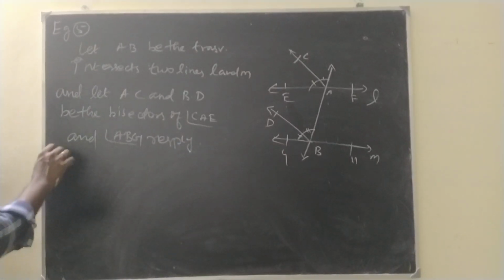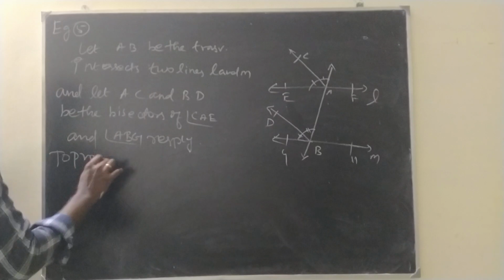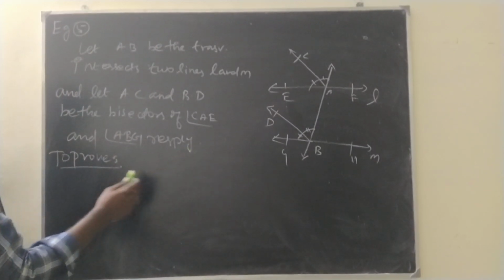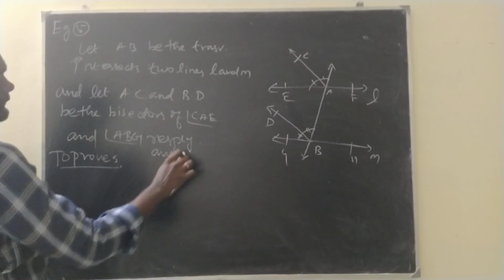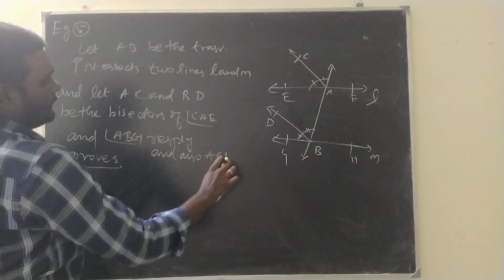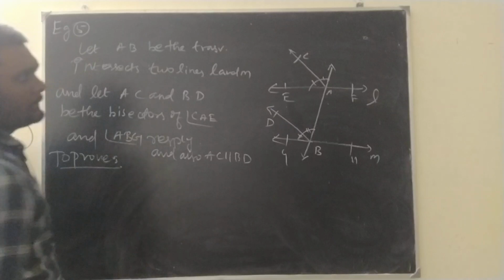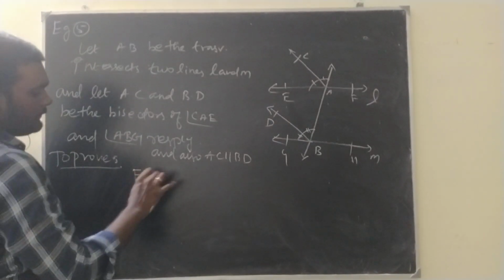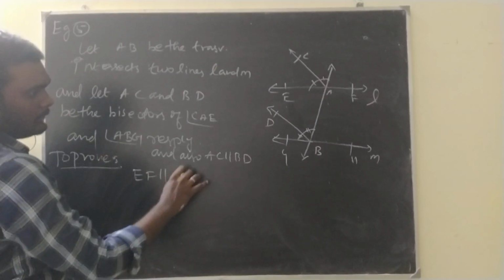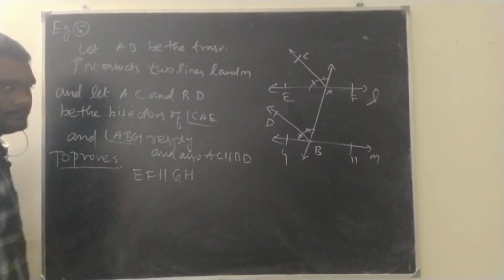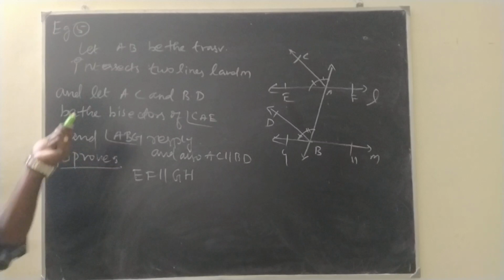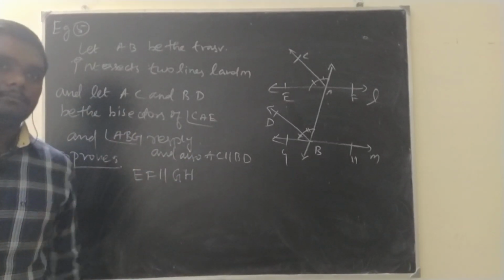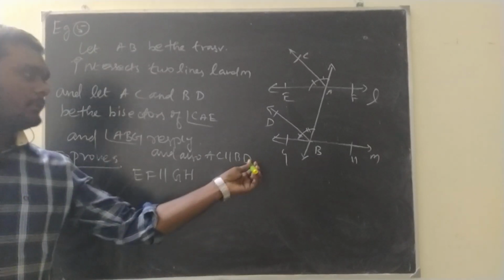And we need to prove this. AC is parallel to BD is given. To prove this line EF is parallel to GH, then how do we prove that? We'll make use of what is given, parallel.